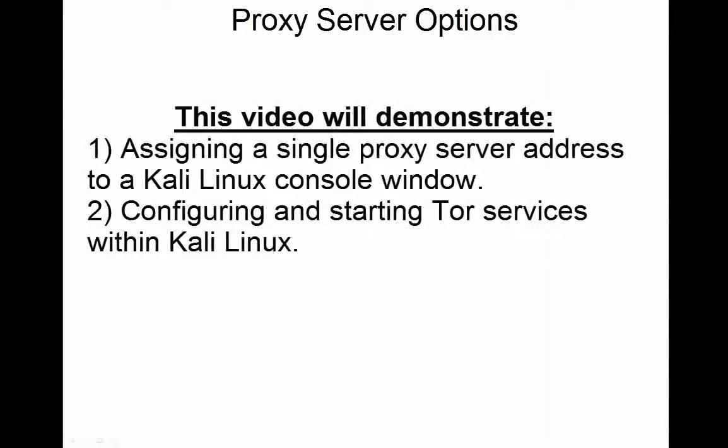This video demonstration will focus on the first 2 options within Kali Linux. The first option will require us to find proxy server information that we can enter directly into the terminal. The second option will require us to open a configuration file within Kali Linux and then start Tor services from the command line. We will begin with configuring a single proxy server within a terminal window in the next section.